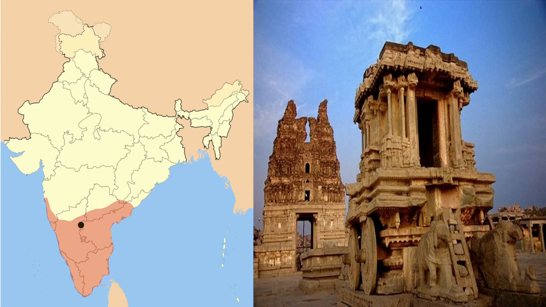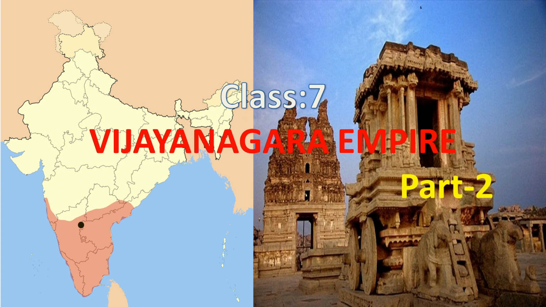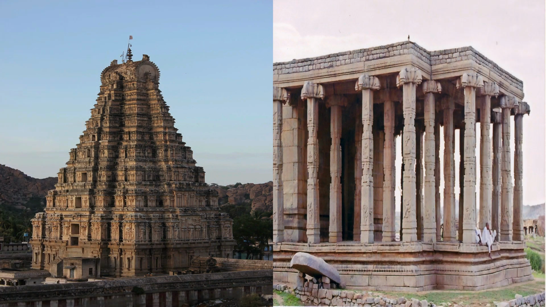Hello children, today let us continue the second part of the lesson Vijayanagara Empire. Children, in the last class you have learned who founded Vijayanagara Empire. Who founded Vijayanagara Empire? Harihara and Bukka. Four dynasties ruled Vijayanagara Empire. They are Sangama dynasty, Salva dynasty, Tuluva dynasty and Aravidu dynasty.